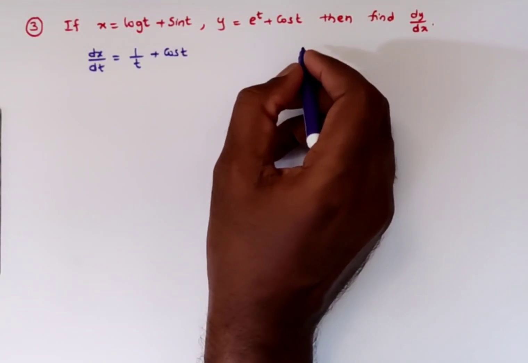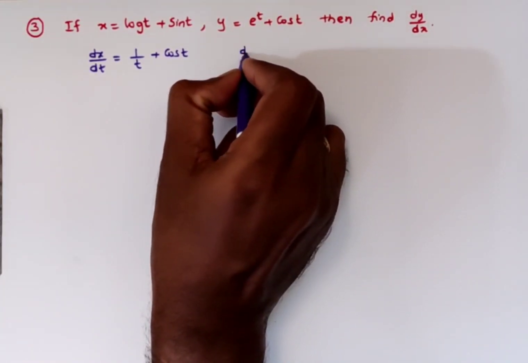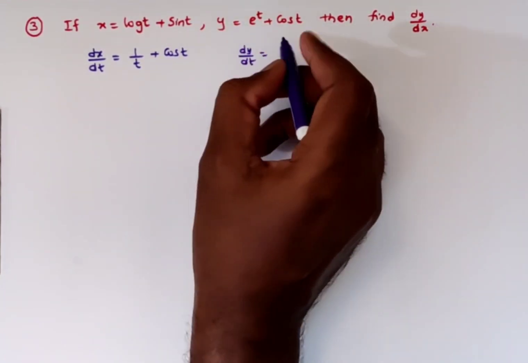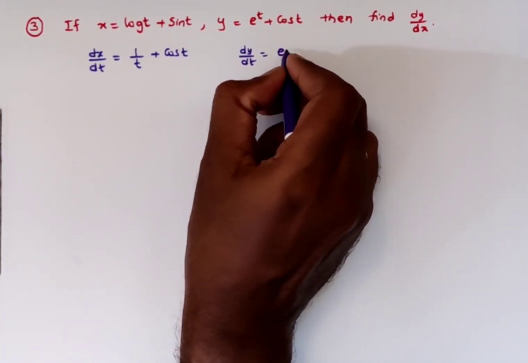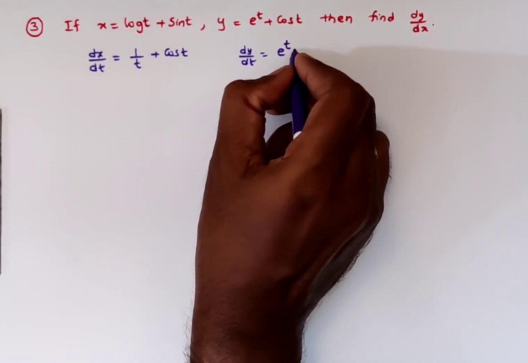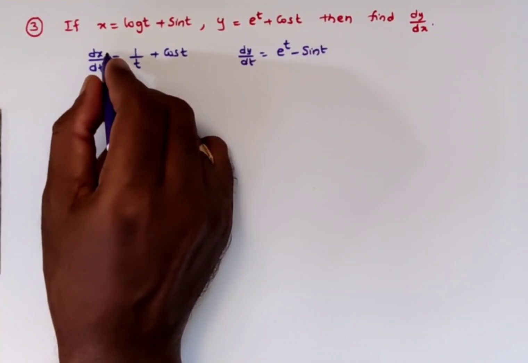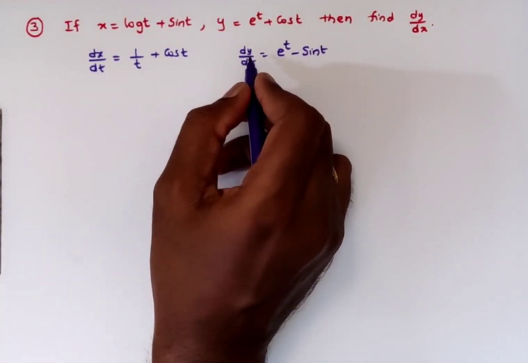Okay, next y, so dy by dt evaluated. dy by dt means you need to differentiate this y with respect to t. So e power t derivative is e power t. Now cos t derivative is minus sin t. So we have a derivative of x and derivative of y with respect to t.